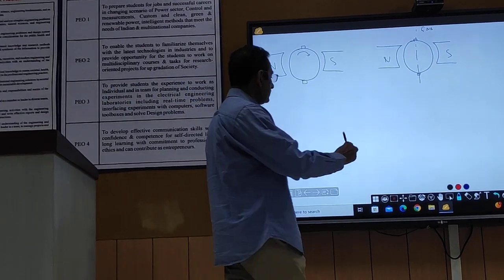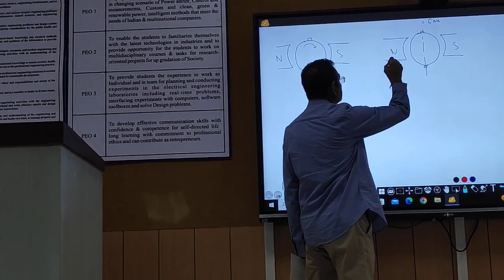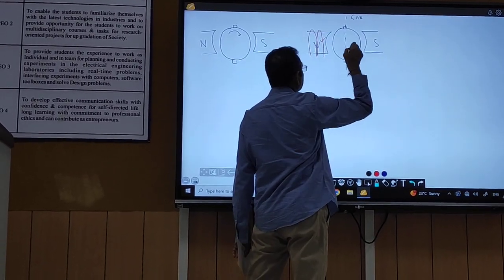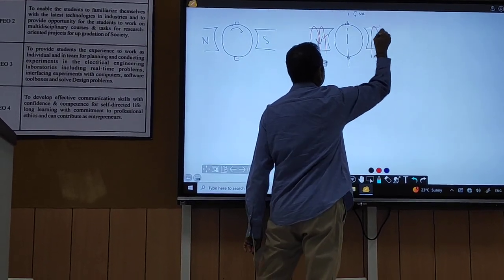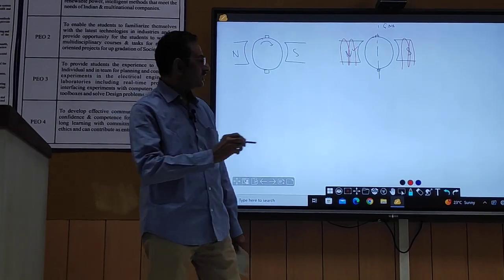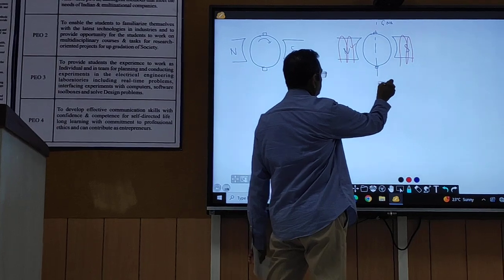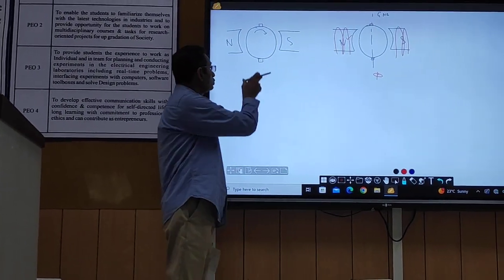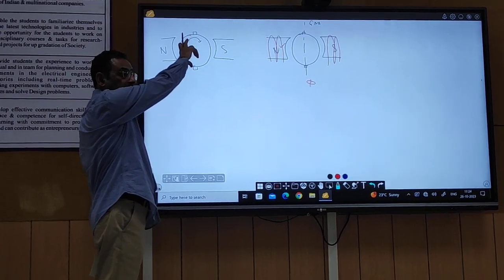Say the field winding is here. This is the field winding, north pole, and the current is in this direction, and say for example this is a south pole. Because of the field winding, the flux produced is phi. Now this flux phi induces an EMF in the armature winding.